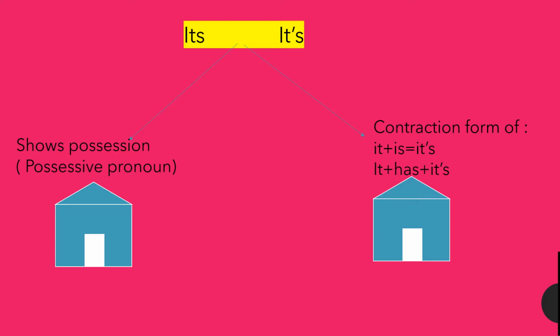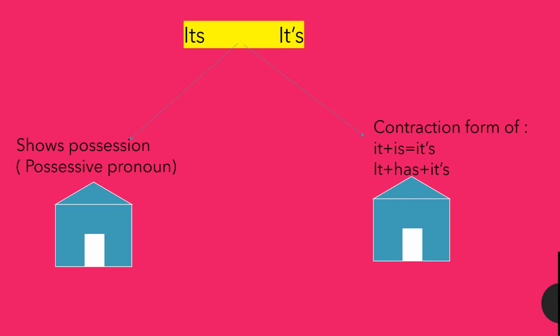This one, its without an apostrophe, is your possessive pronoun. Possessive means it shows possession, that something belongs to you. This one is a contraction form of it is and it has. What is the meaning of contraction? Shortened form. And here we put an apostrophe because it denotes some letters are missing. If we are writing this for it is, so I is missing here. If you're writing for it has, it's, so HA will be missing.